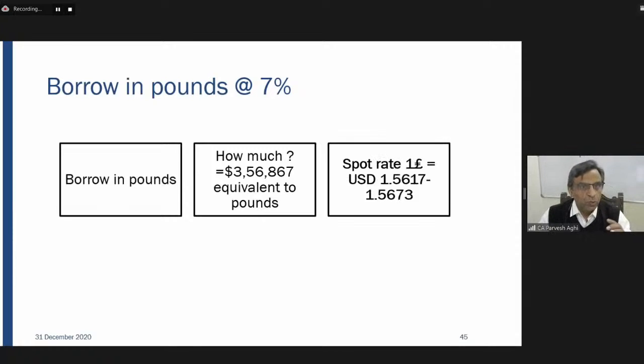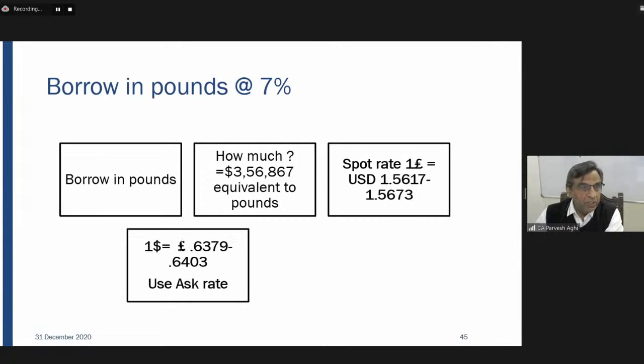Fine. So the spot rate we know is 1 pound is equal to USD 1.5617 bid rate and 1.5673 ask rate. So this is in pounds. He is going to convert that into dollars, because he's going to convert the dollars into pounds. So he has a pound rate, so he has to first convert the rate accordingly.